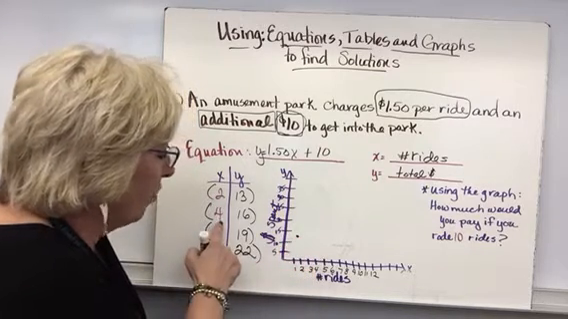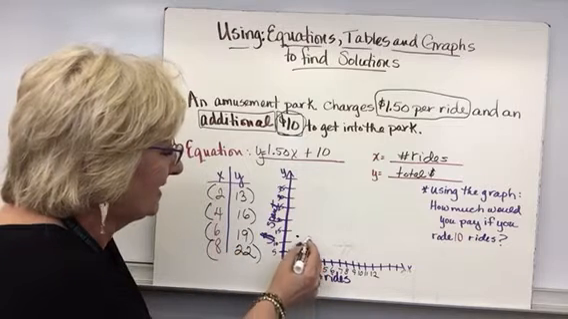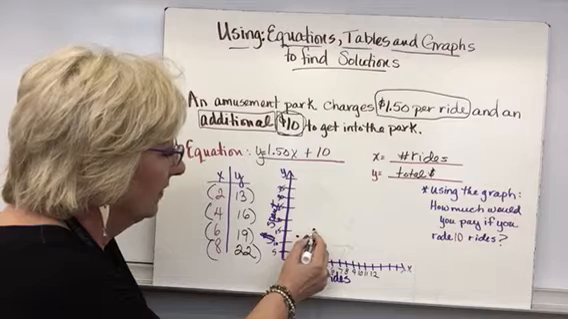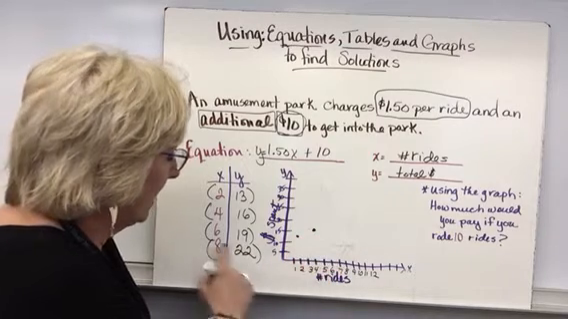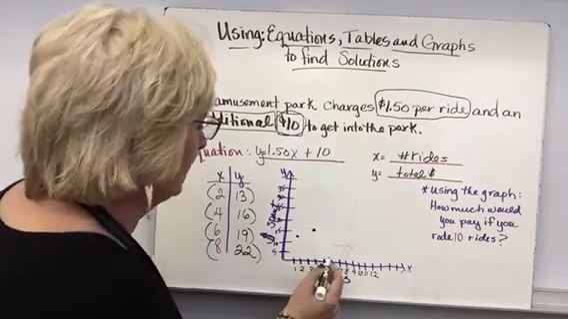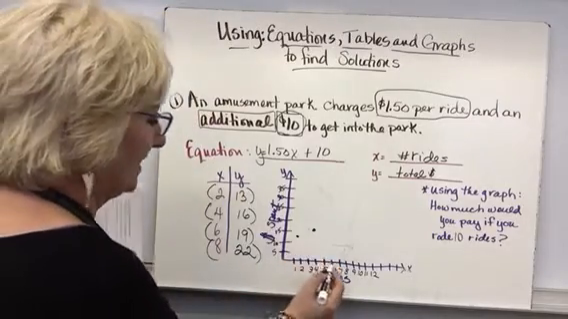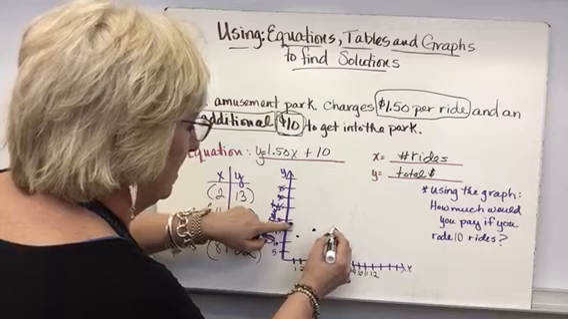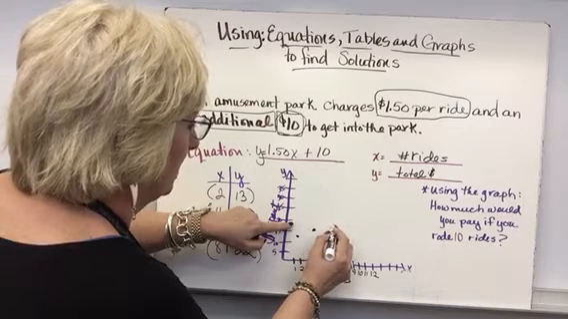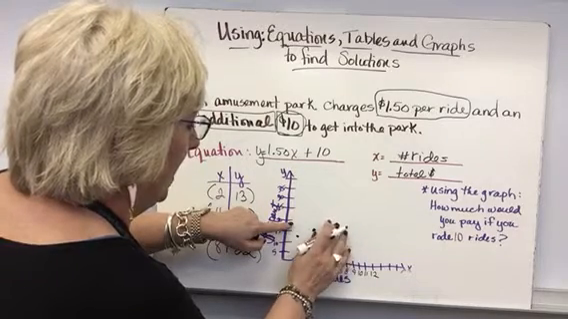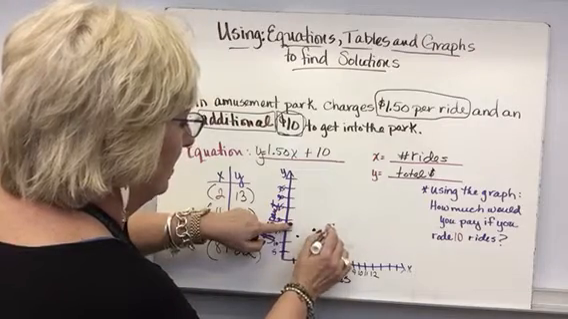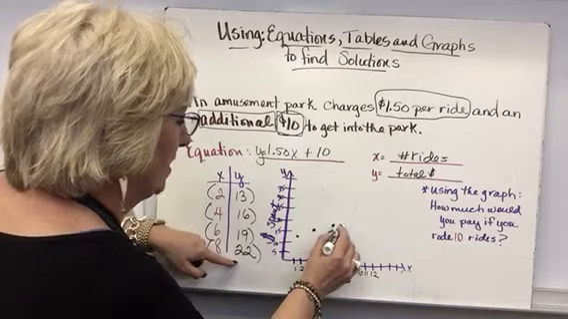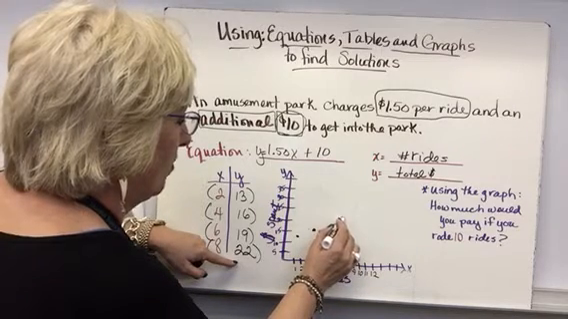Then I'm going to look at 4 rides, and that will give me 16, which is going to be right above the 15. When I'm looking at 6 rides, I'm looking at $19. So I'm going to go to 6, I'm going to come up to 6, and I'm going to go right below the 20, okay, which is going to be about right here. And when I'm looking at 8 rides, I'm going to be right at 22, so 8 and 22. It's going to be about right here.